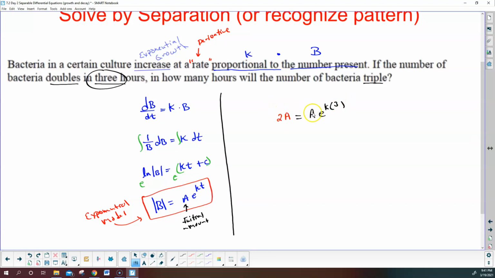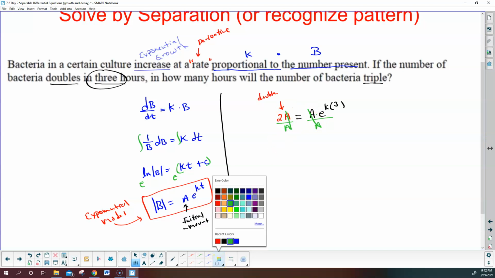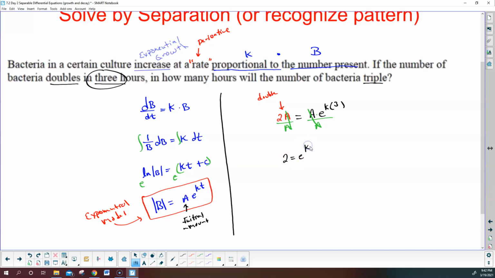So if I have A as the initial amount, then this is double whatever A was. And you're going to notice something here which is kind of interesting. We don't have to know how much bacteria there was to start because A is just a constant. So when I divide both sides by A, that goes away, and I'm left with 2 equals e to the k times 3. And then it's just algebra. Solve for the missing pieces.